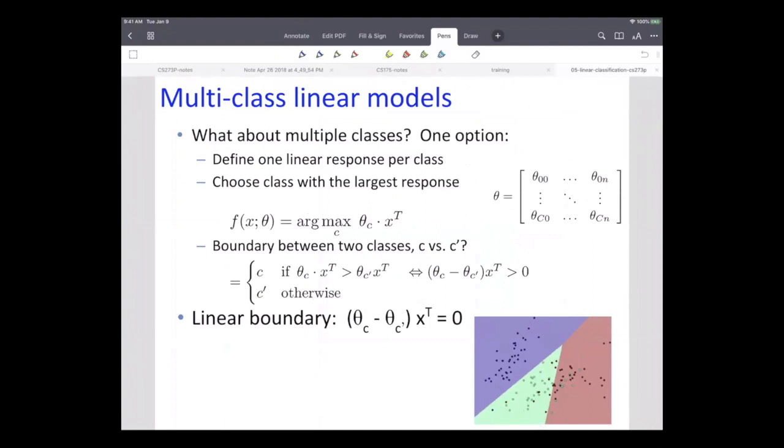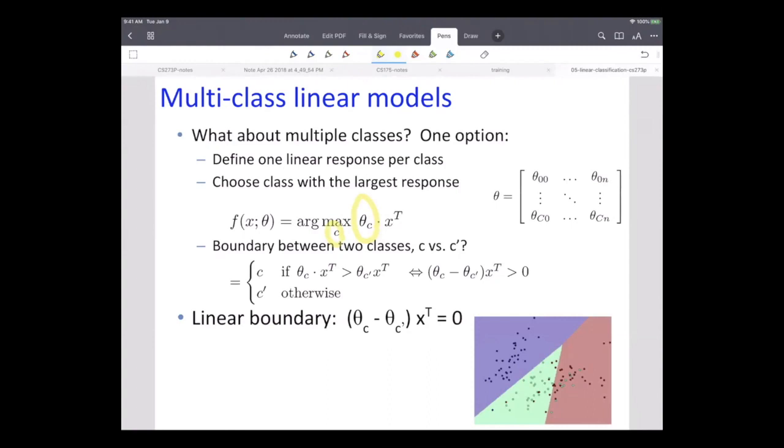However, in this case, because we have multiple classes, what we need to do is to introduce multiple sets of parameters. In particular, we introduce one set of parameters for each individual class. So you have this theta c, this is a vector, and that will be the same dimension as the input data set x. And we introduce one vector for each individual class. C is the number of classes you have, and c is the index of individual classes.